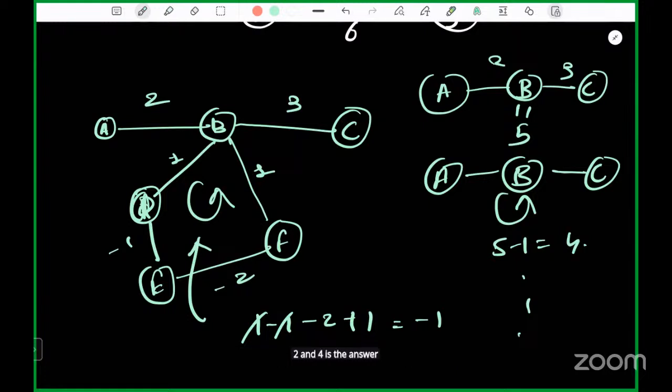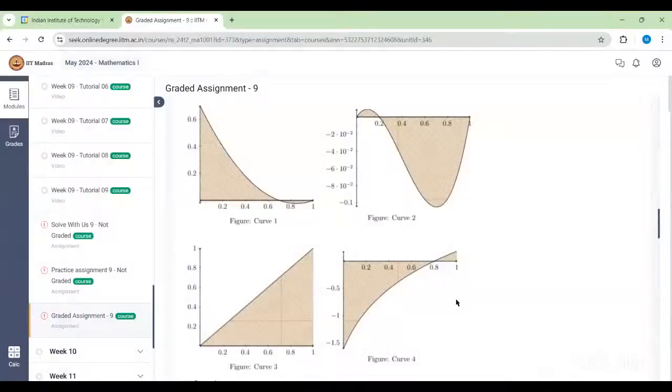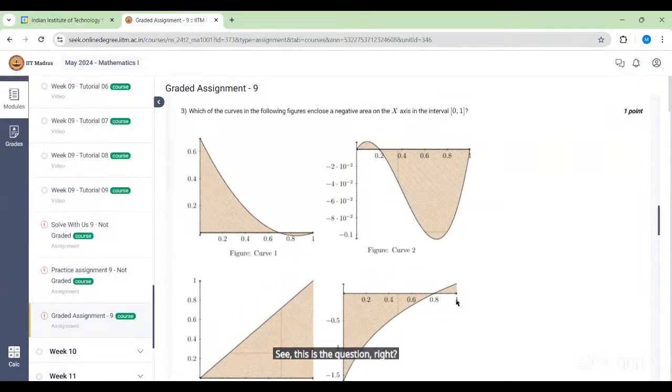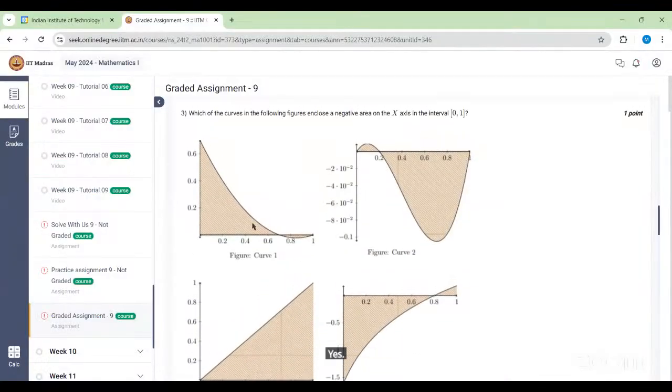Yes, I'll show the question. Let me share my screen here. So see, this is the question, right? In the figure, what is the question? Which curve? Ma'am, I have to ask why option 1 is incorrect.